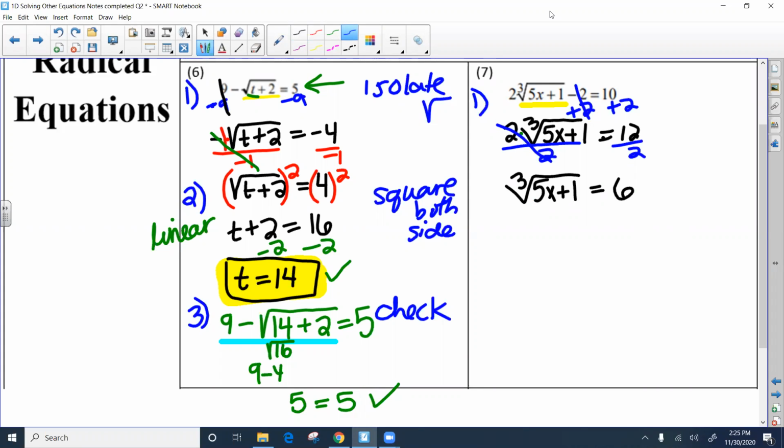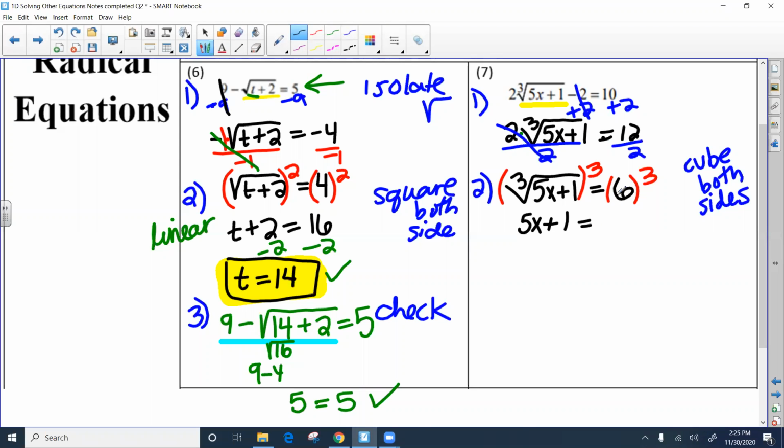But then step 2, we want to get rid of the radical. This time it is a cube root. So to get rid of a cube root, we're going to cube both sides. To get rid of the cube root, I cube it, or that means to the 3rd power. So I have to do the same thing on the other side. On the left side, the cube root and cube will get rid of each other, and we're just left with 5x plus 1.